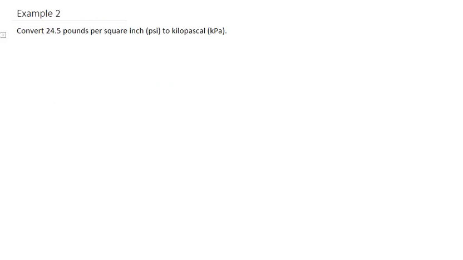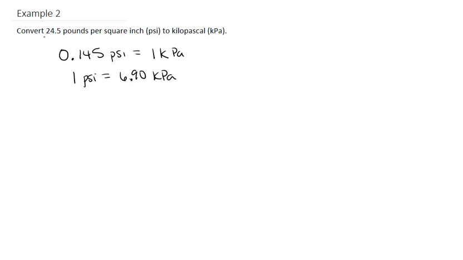Example 2, convert 24.5 pounds per square inch, PSI, to kilopascal. So we need to know that we can use either conversion. We can use 0.145 PSI is equal to 1 kilopascal, or we can use a conversion of 1 PSI to 6.9 kilopascal. So either conversion will get us to our correct answer because it's the same in value, but the numbers differ on both ends.